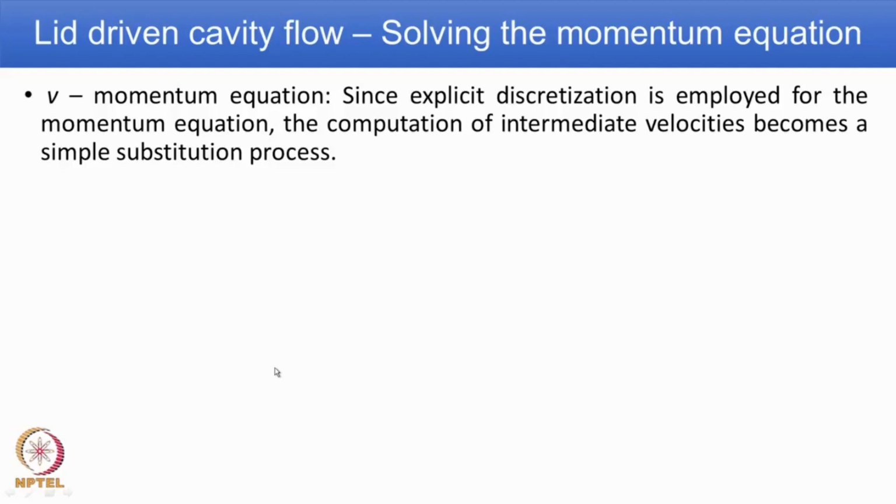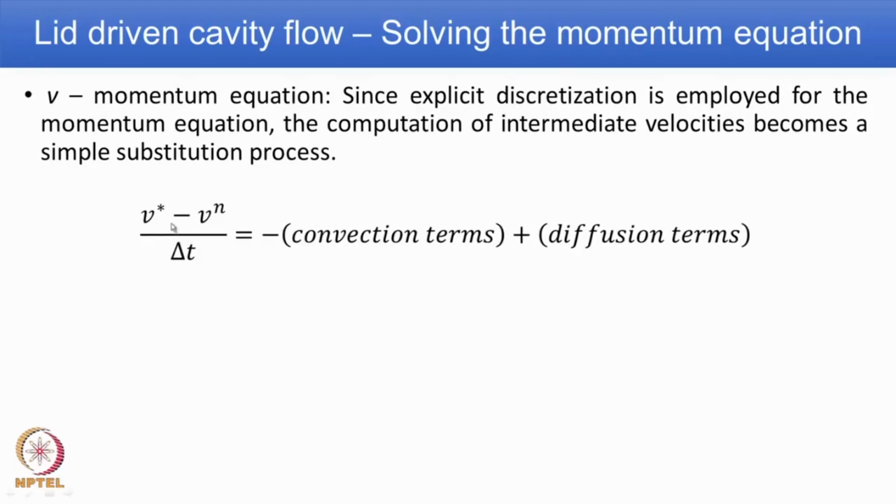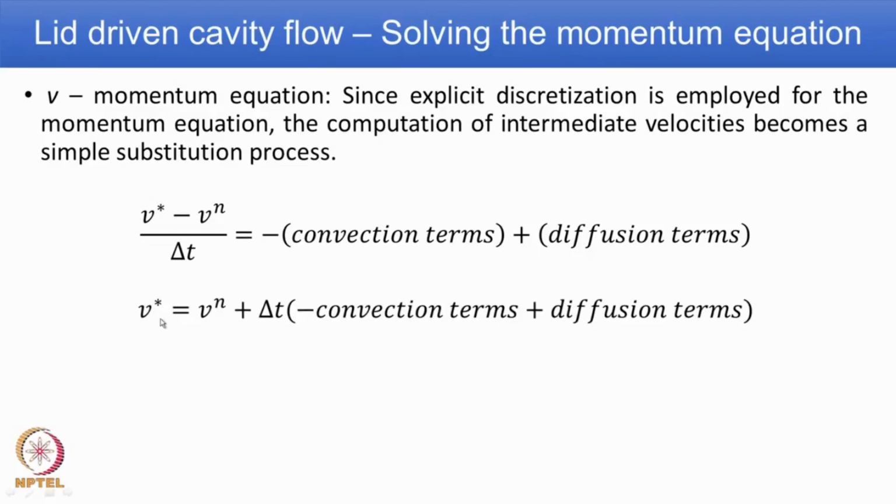In the V momentum equation, because we are following explicit discretization, the computation of intermediate velocities becomes straightforward as shown here. So, (V star minus V n) by delta t equals minus convection term plus diffusion term. We have independently evaluated the convection term and the diffusion term, so we directly use this expression to get what is known as V star. So, V star is equal to V n plus delta t times (minus convection term plus diffusion term).